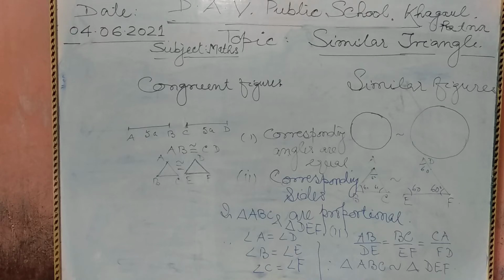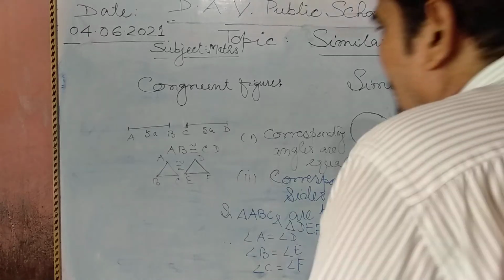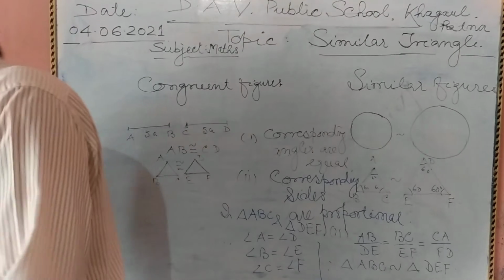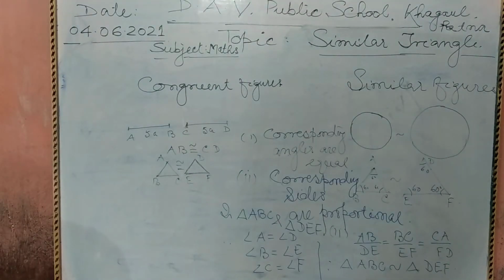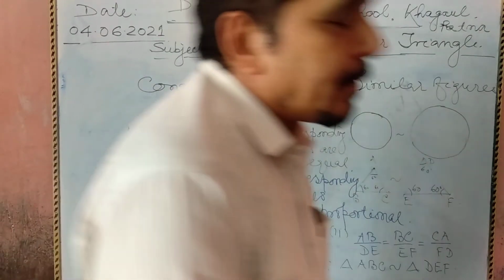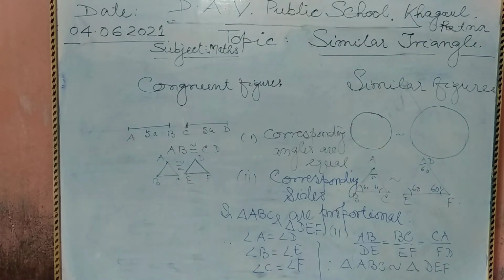Okay? In terms of polygons, polygons of any number of sides are said to be similar if their corresponding angles are equal, and second, the ratio of each pair of corresponding sides should be proportional, means should be in the same ratio.